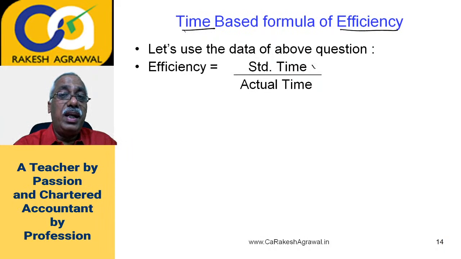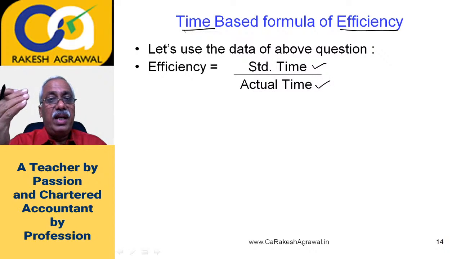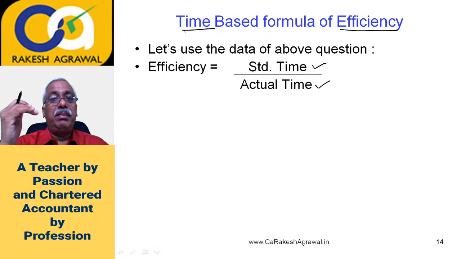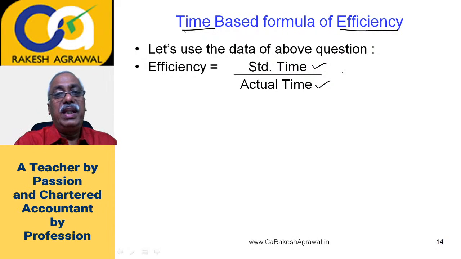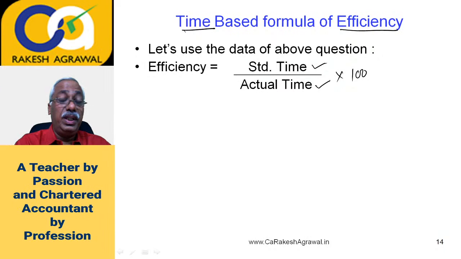Efficiency is standard time, that is standard time allowed, divided by actual time, that is actual time taken. So standard time upon actual time is the formula of efficiency. And if you want to convert it into percentage, naturally into 100 will convert it into percentage. So standard time upon actual time into 100 is the formula of efficiency using time.